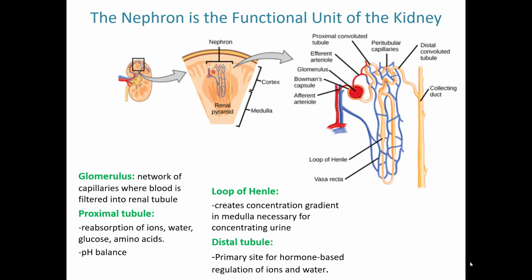To understand elimination via the kidney, we must understand the fractional units that make up the kidney, the nephron. The nephron is the functional unit of the kidney. There are a number of regions of the nephron, all with different functional roles. The glomerulus consists of a network of capillaries where blood is filtered into the renal tubule. In the proximal tubule, a large extent of reabsorption of ions, water, glucose, amino acids, and other essential compounds occurs. The loop of Henle is responsible for creating the ion gradient in the medulla that helps concentrate the urine. In the distal tubule, a large portion of water and ion reabsorption occurs. This is also the primary site of hormone-based regulation of ion and water balance.